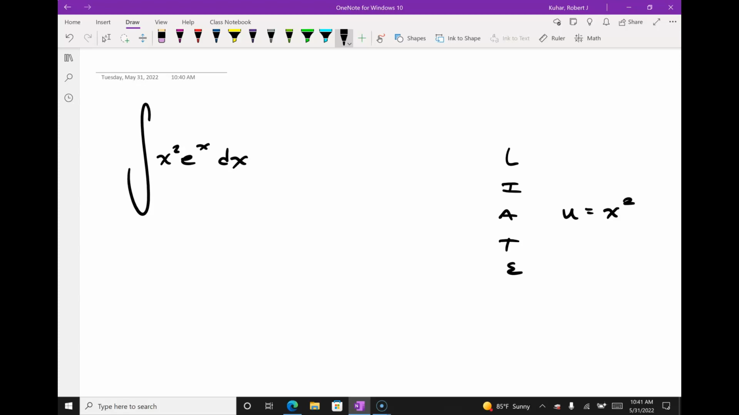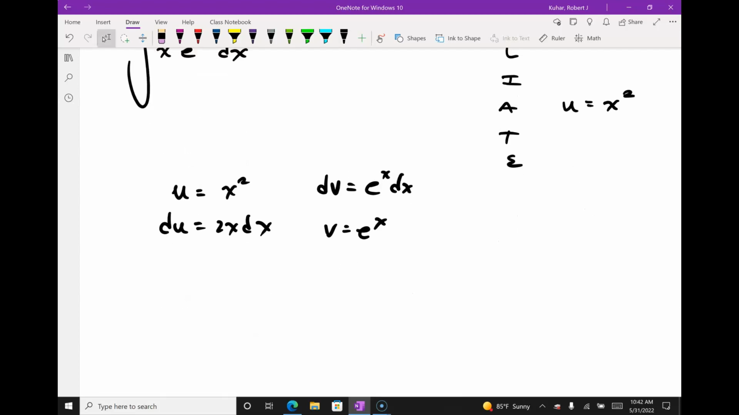But I'm going to do it by parts first. So I got u is x squared. So that means du is 2x dx. dv is e to the x dx, same as before, and v is e to the x. Is that okay with everyone? This is easy, right? You're like, this is easy. Why didn't they teach me in Calc 1? Because we don't have time. We got to stop somewhere.